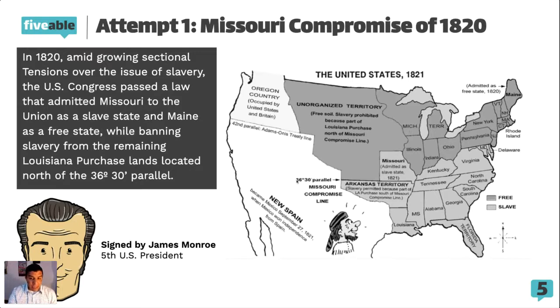But the idea is that above this line, you are not going to have any more slavery. And so that was the first treatment to stop the spread of cancer. And it was signed by James Monroe.